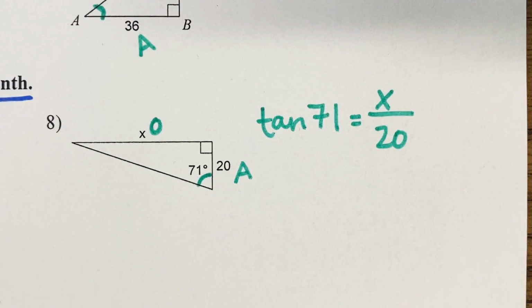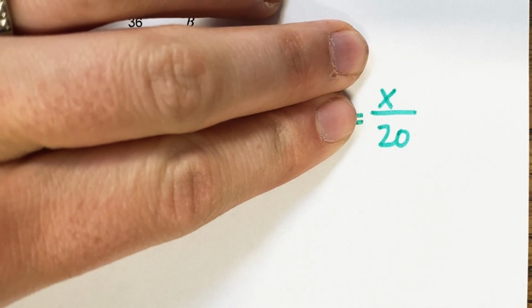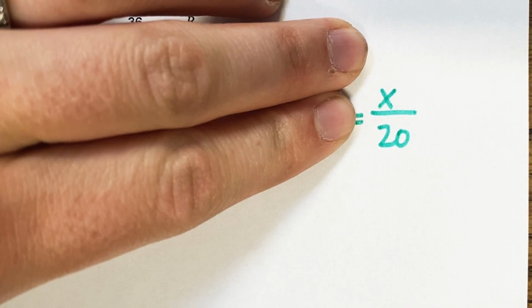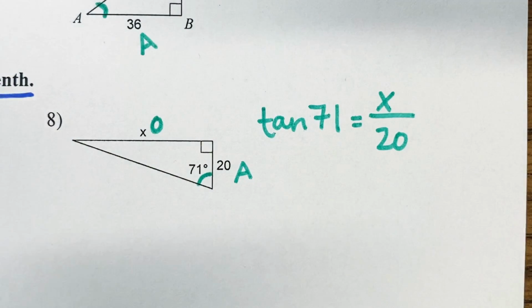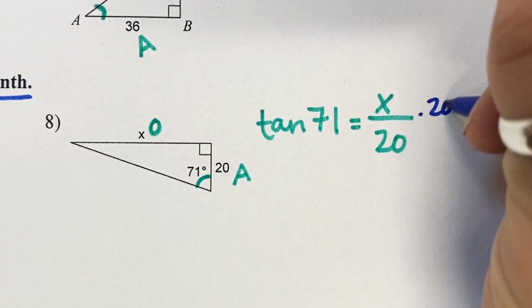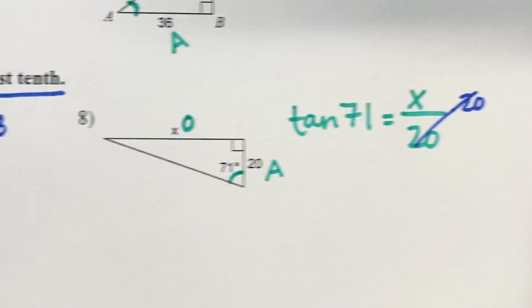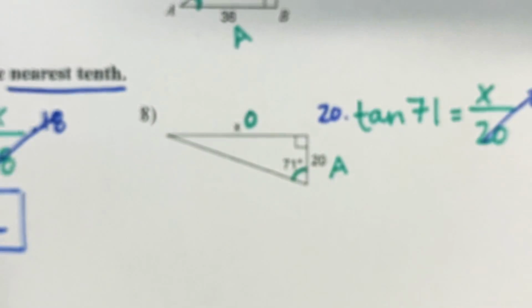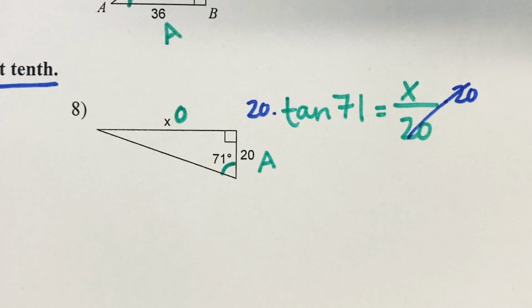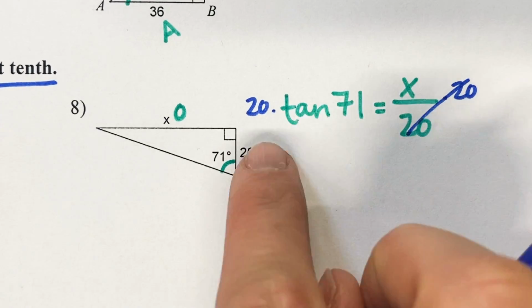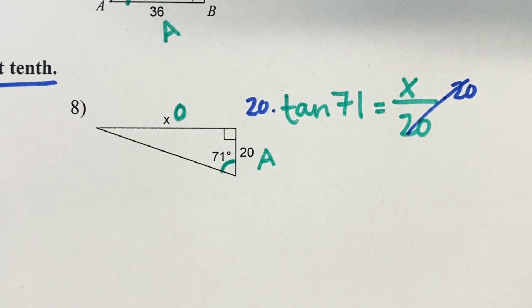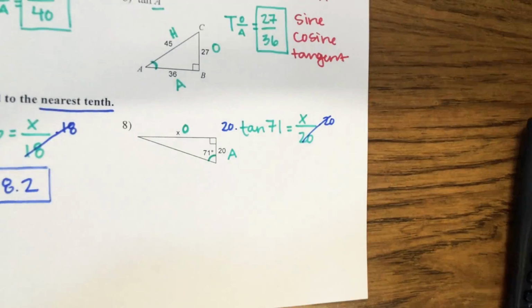Okay, and just like our last example, we need to get x by itself. So what is the opposite of divide by 20? We are going to multiply by 20 to both sides. Okay, so now easy peasy, just to get x, we just type this whole side into the calculator. So I'll zoom out a little bit to show you.